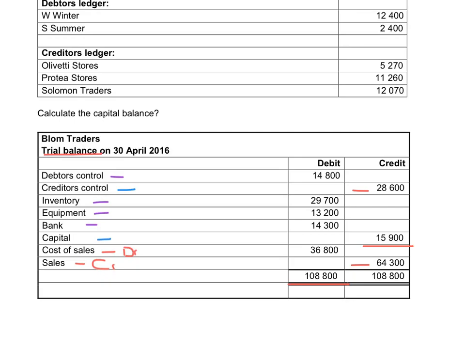So if I've recorded that 15,900, I will now add up the three figures on the credit side, the 8,600, 15,900, 64,300, and ensure that this is the same total as the debit side. And I will start my capital account with a credit balance of 15,900.